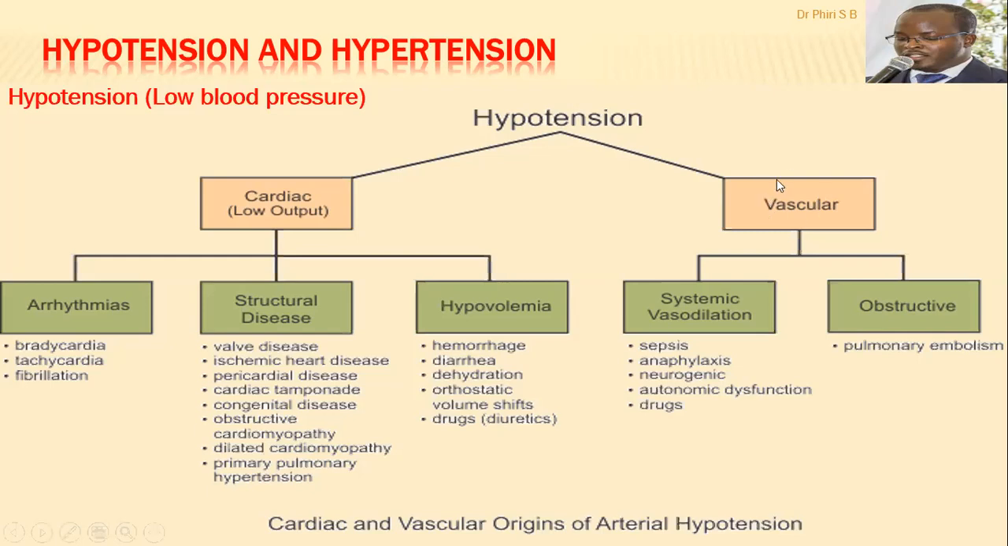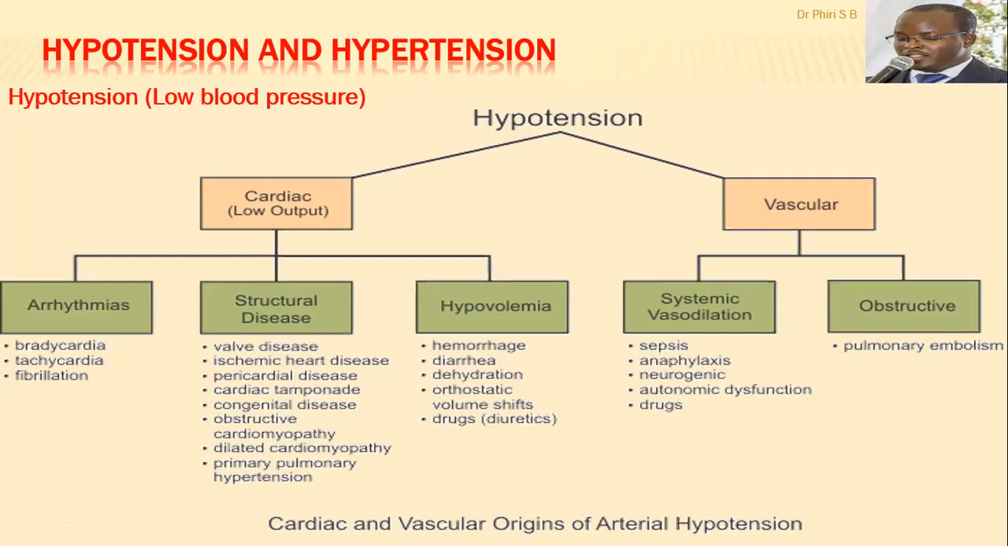Then there are those factors that have an effect on blood vessels, mainly systemic vasodilation. In terms of sepsis, this is an extreme reaction due to infection. Anaphylaxis also affects the blood pressure. So you have anaphylaxis, which is a severe allergic reaction. Sepsis is also a consequence of an infection.